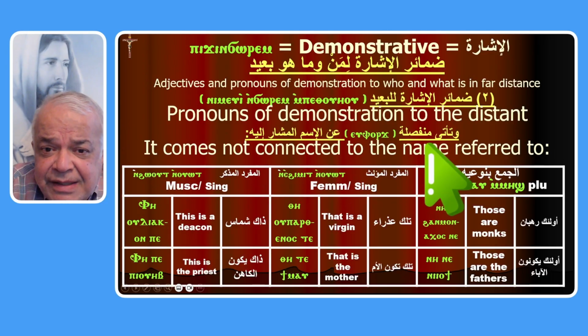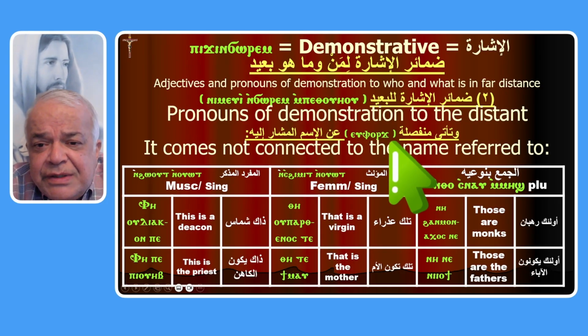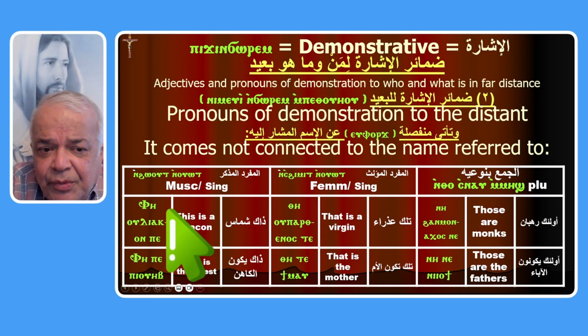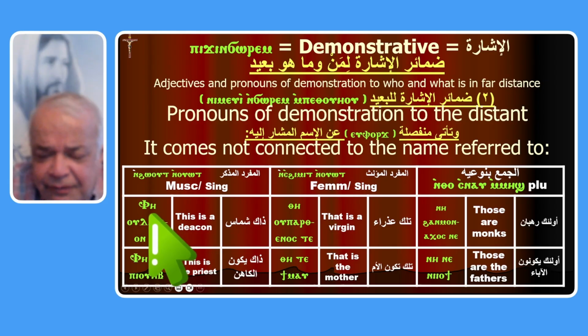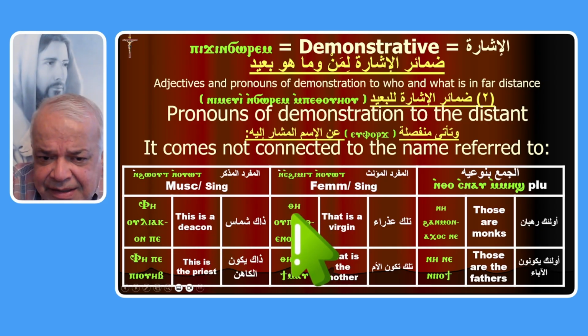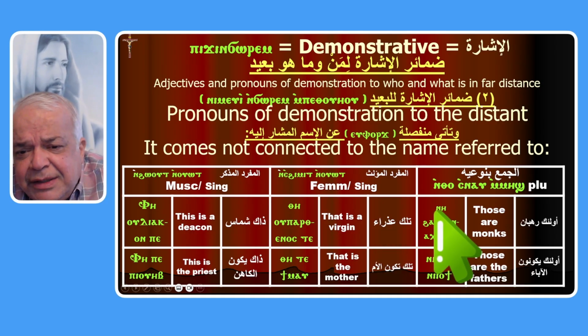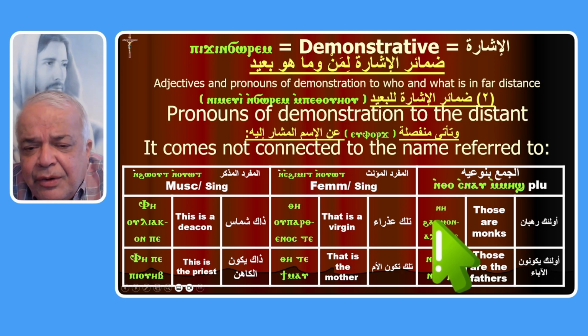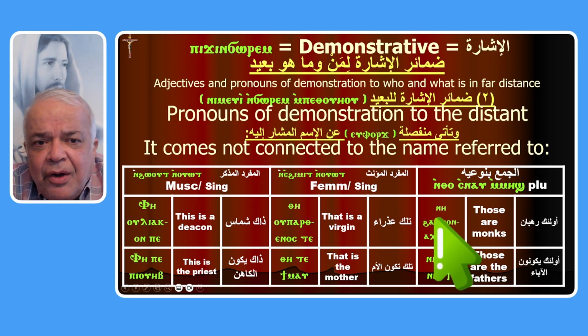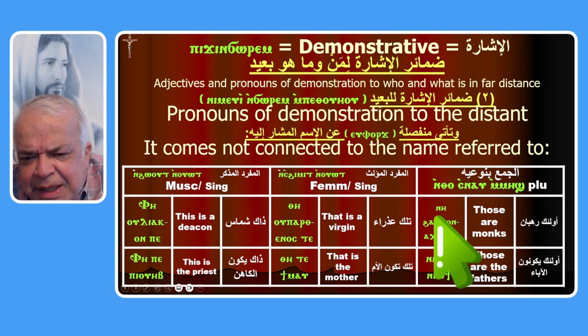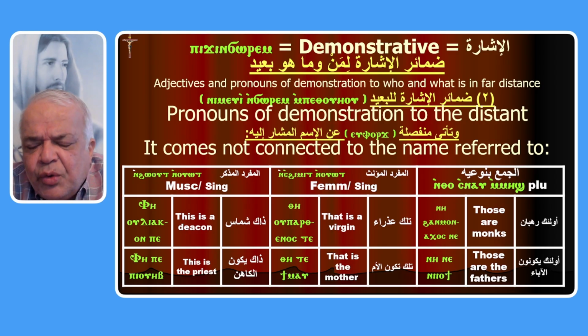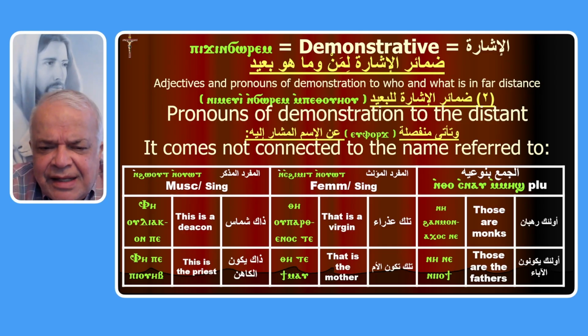Now for the distant articles, they are always disconnected. So we use phi instead of phi, thi instead of thigh, ni instead of nigh. And then we'll connect it to what we call the article of connection, like what means there or that or those. You'll see that in the next slide.